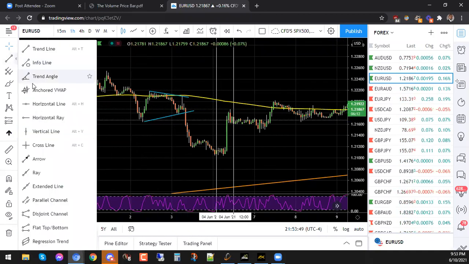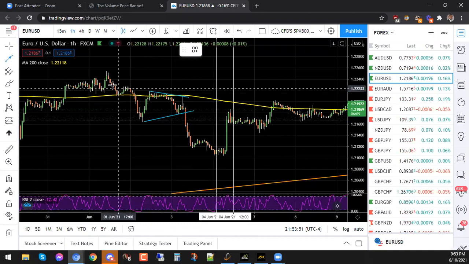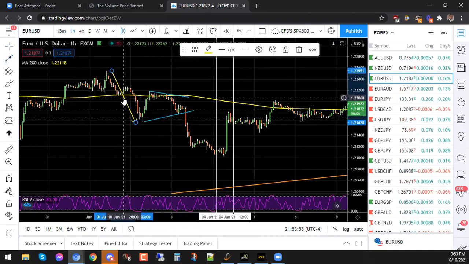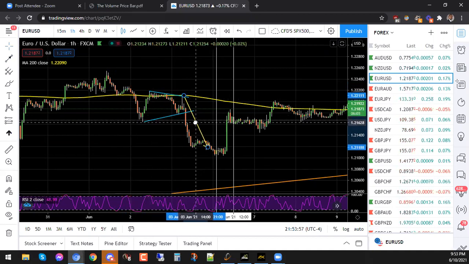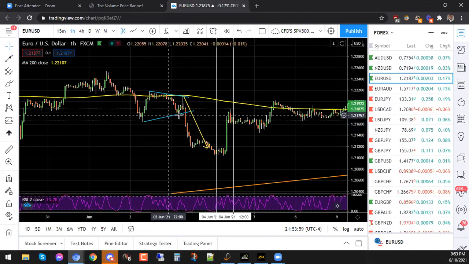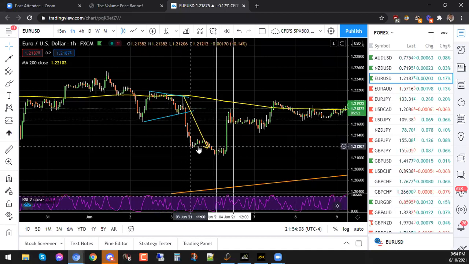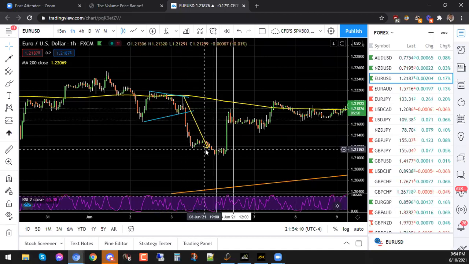I would measure this wave, measure that wave, project it at the end of the correction, and that gives me an idea where this wave is supposed to end. So I know that anyway towards the end of this measurement, this wave is supposed to expire.